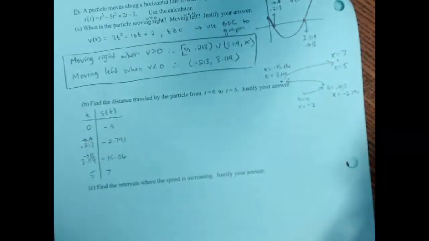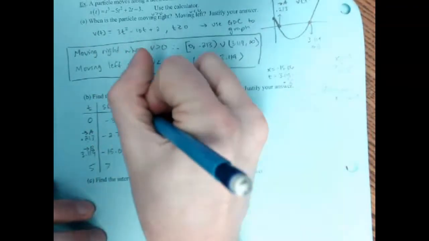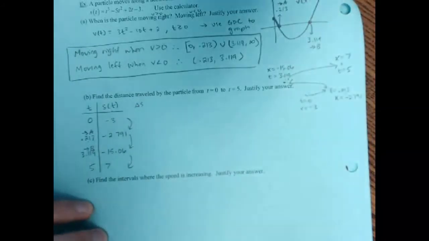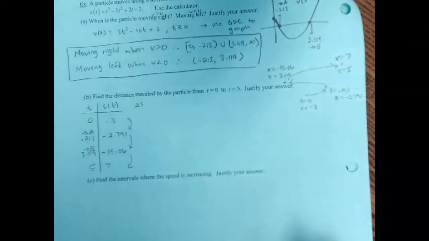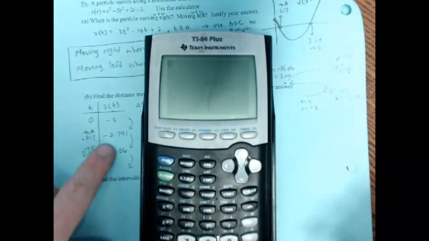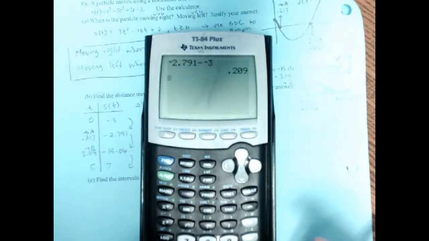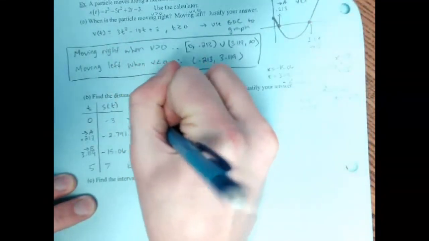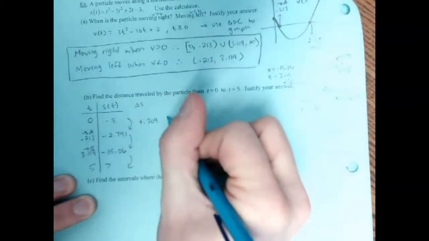Okay, so picking back up, we have the locations at all those points. Let's now find the change in the positions. Let's figure out how far this particle travels in each leg of those journeys. So it starts at -3 and it goes to -2.791. So you just take the second position minus the first. So -2.791 minus -3, 0.209. So how far did I go to the right? 0.209. Again, the positive just means that it went to the right.